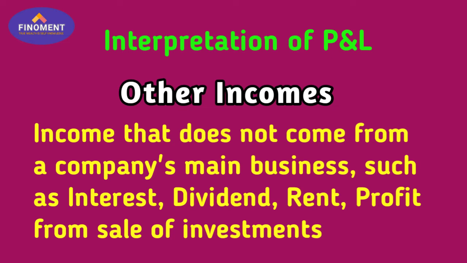If the company has invested in shares and securities and is earning dividend on them, the dividend will be shown in other income. If the company has given a warehouse, building or property on rental basis, the rent on that will be under other income. If the company has invested in stocks and shares, and buys and sells them and earns a profit, then the profit will be disclosed under other income.